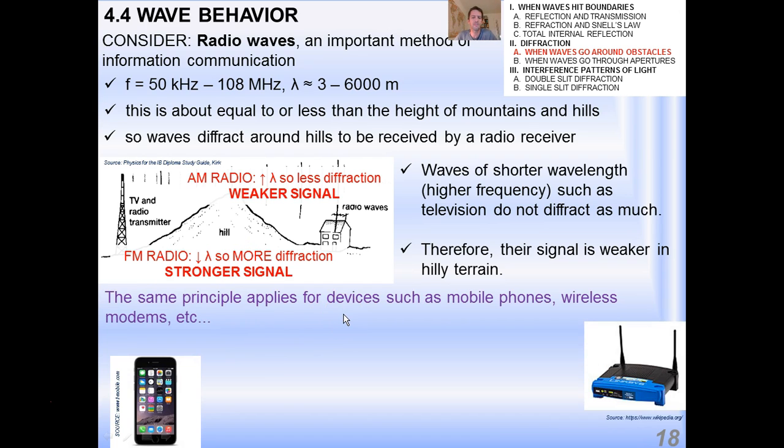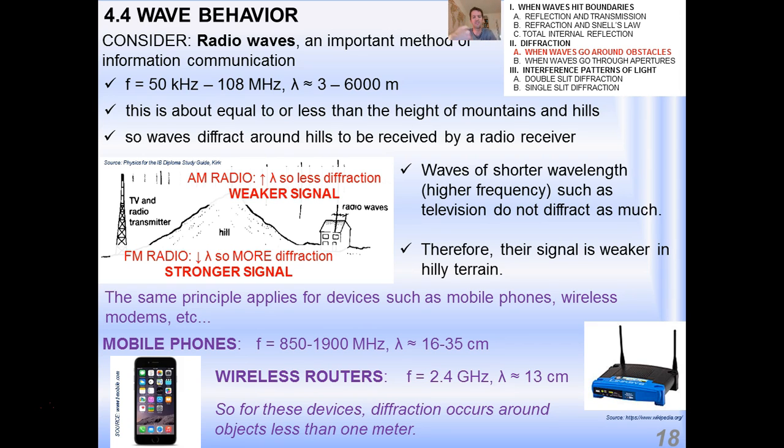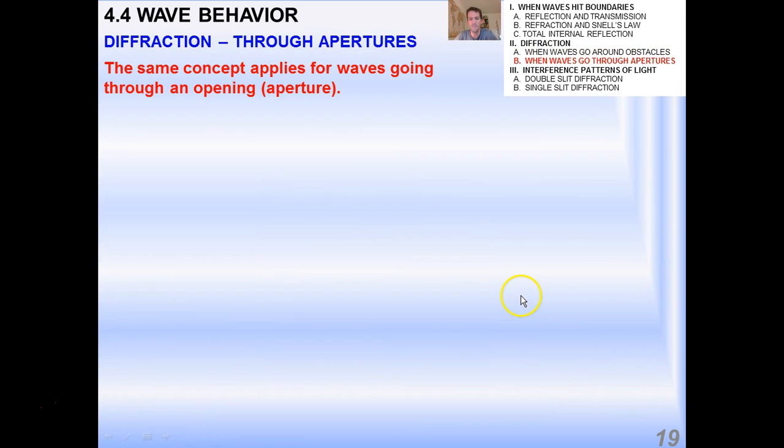Okay, now it turns out that the same principle applies for devices such as mobile phones, wireless modems, and so forth. So mobile phones typically have frequencies between 850 and 1900 megahertz, which means that their wavelengths are 16 to 35 centimeters, less than 1 meter. Wireless routers about 13 centimeters. This is good news for all of us that use these things because it means that they're able to diffract around objects on the same order of magnitude in terms of their size, right? And we want diffraction to occur because that's how that signal reaches us, those waves spreading out on the other side of obstacles so we can actually receive that transmission of that electromagnetic wave, okay?